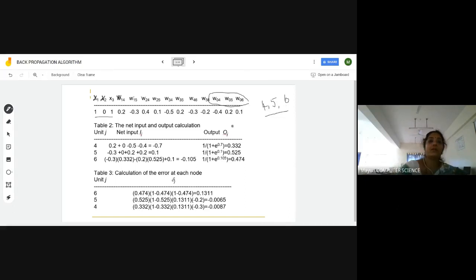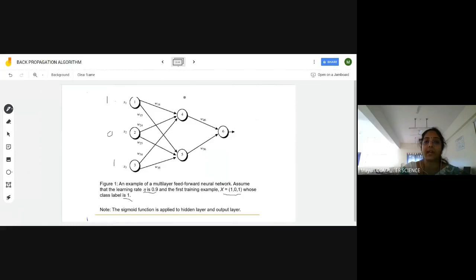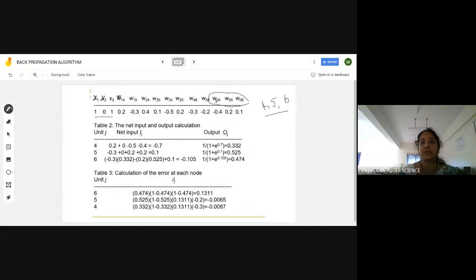Fine. Now you have to calculate the net output, right? I have to calculate output at 4, then output at 5, and then output at 6. How do you calculate output at 4? It's the summation of your inputs and weights multiplication plus the bias weight. What is the bias weight of 4? It is minus 0.4.